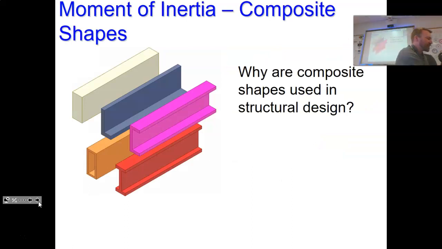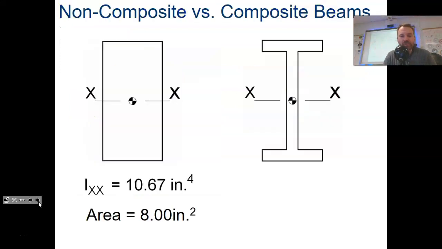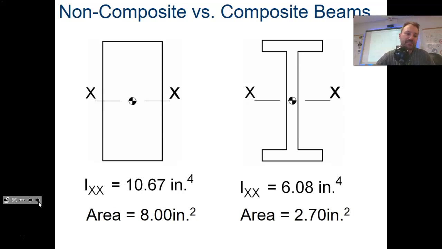Why do we have shapes the way they do? Why do we have C channels, L brackets, I beams, solid beams? Because you can have nearly the same moment of inertia, since it's the base times the height to the third power divided by 12. They have the same base and the same height, but they have less area and less weight. So you can get the same moment of inertia, but with less weight.